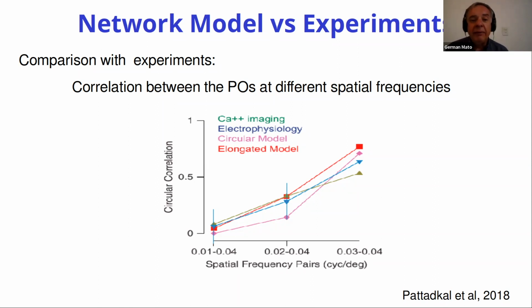Here there are more experimental results. The green dots, sorry, are the results from calcium imaging, the same as I showed before. The blue ones are results from electrophysiology. And the red and pink ones are from 2 different models. The pink one is with circular LGN receptive fields, and the red one is with elongated LGN receptive fields. So there is good agreement, but even in this case, we can see that the elongated model has a better agreement with the experimental results.